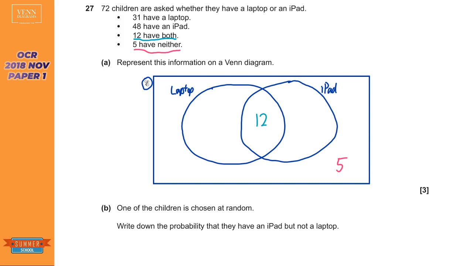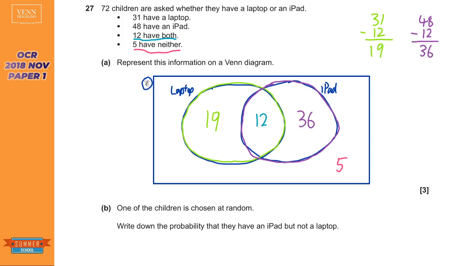Okay, now this laptop circle has to add up. So this circle here has to add up to 31, because 31 students have a laptop. But we know where 12 of them are already. So we just simply do 31, take away the 12 that we know about, and that leaves 19. So the 19 will be here. And same thing with the iPad. We know that there are 48 students in this circle, and so we just need to take away the 12 that have both, and that leaves 36. So it'd be 36 there.